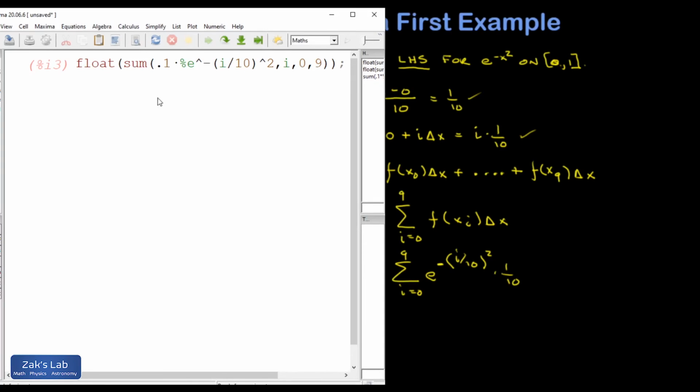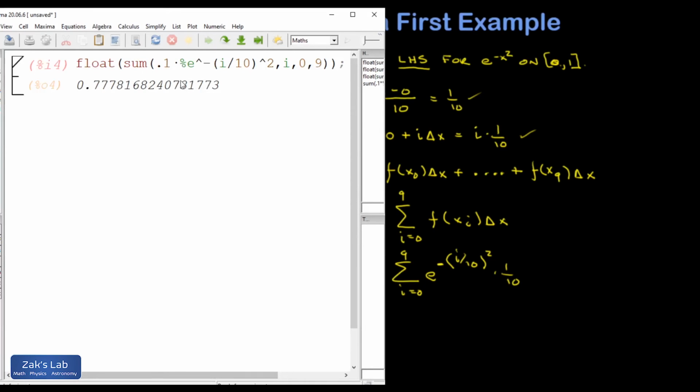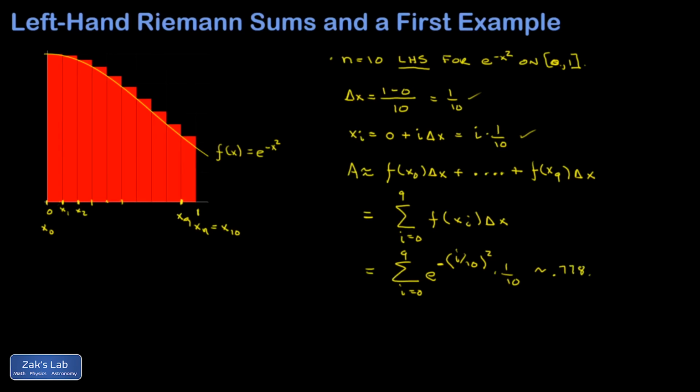Here I am in Maxima. And I've written the sum as the sum of 0.1, that's instead of writing 1/10, times %e, that's the special symbol for e in Maxima, to the negative i over 10 all squared as i goes from 0 to 9. So that's how the syntax works. If you want a decimal approximation, then you write float out in front, hit Shift Enter, and I get an approximation of 0.778-ish.